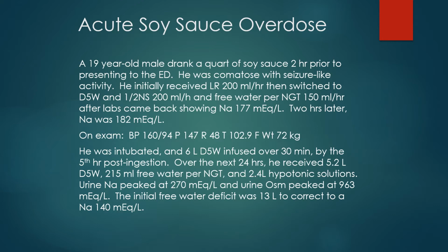2 hours later, the sodium level had risen to 182. He was then intubated, and 6 liters of D5W was given over 30 minutes by the 5th hour post-ingestion. Over the next 24 hours, he received 5.2 liters of D5W, 215 mLs of water per NG tube, and 2.4 liters of additional hypotonic solutions. His urine sodium peaked at 270 and urine osms at 963. So you can see he received a huge volume of hypotonic fluid within the first 5 hours. The initial water deficit was calculated to be about 13 liters to correct to a sodium of 140.